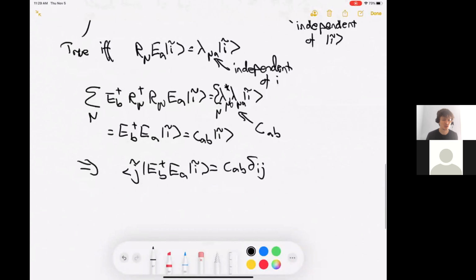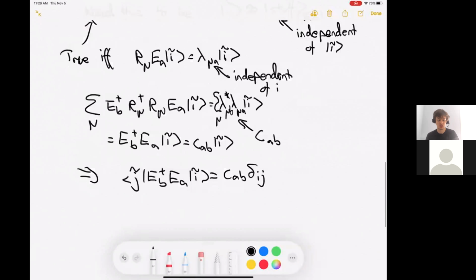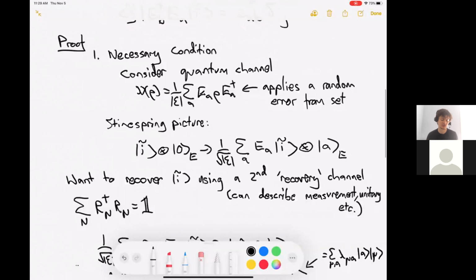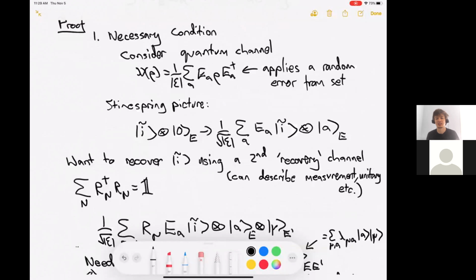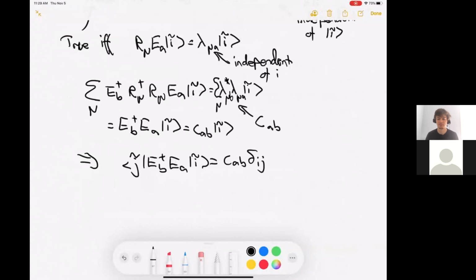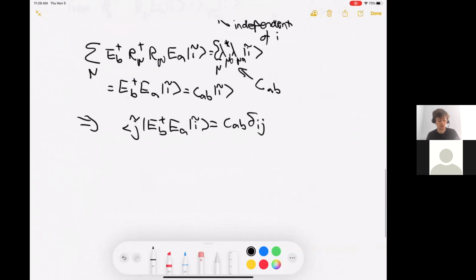Okay, so we've shown that the assumption that if a randomly chosen error is applied to the logical state, then we can use some other channel to get back our logical state, necessarily implies that the errors must satisfy this property here. Okay, so we proved it's a necessary condition. Any questions about how that proof worked? Okay.